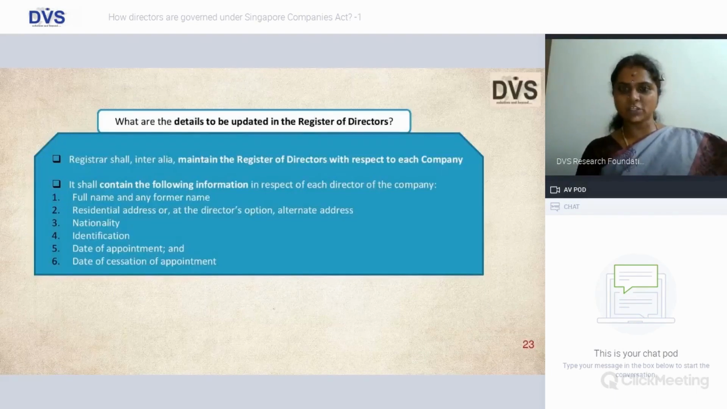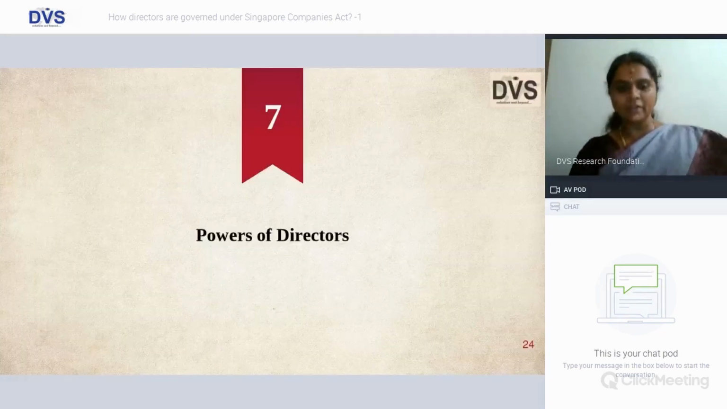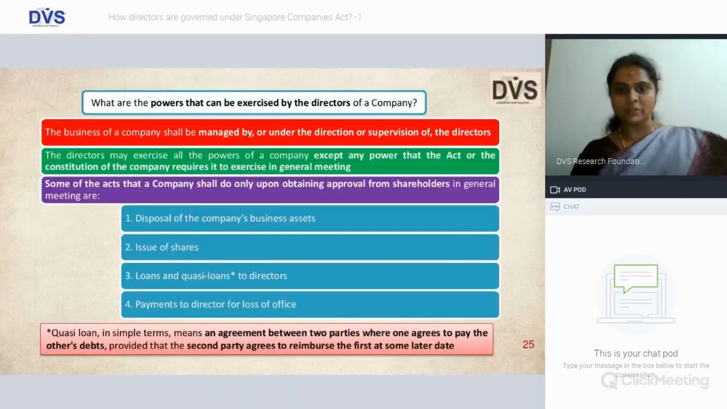Section 173 deals with the register of directors. So the registrar shall maintain the register of directors after getting this particular return, compiling the information about the directors regarding the full name, address, nationality, identification, date of appointment and date of cessation of the appointment.